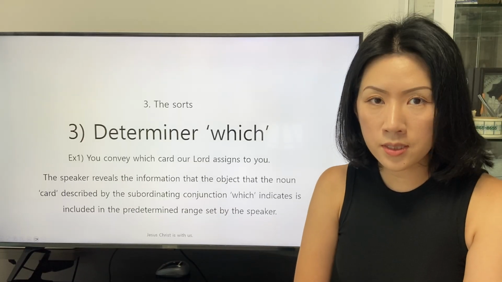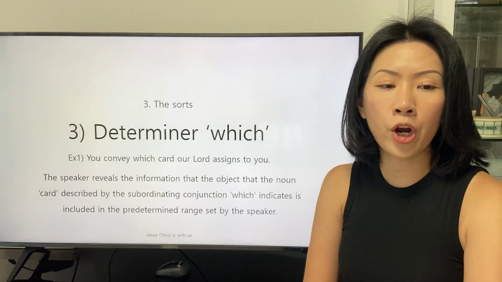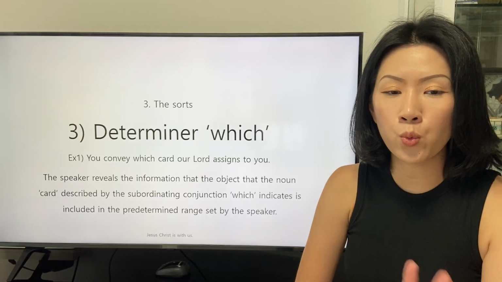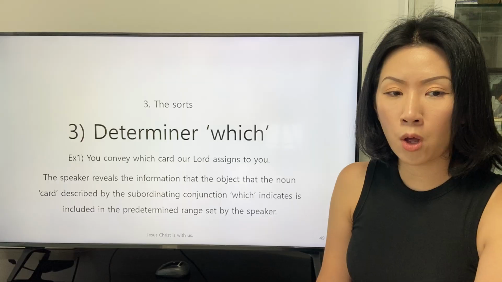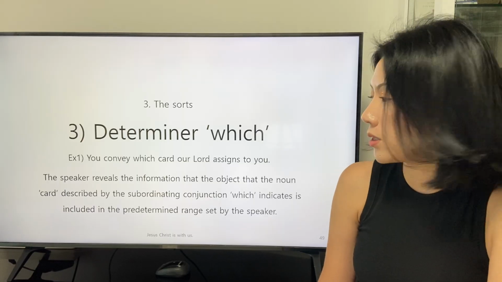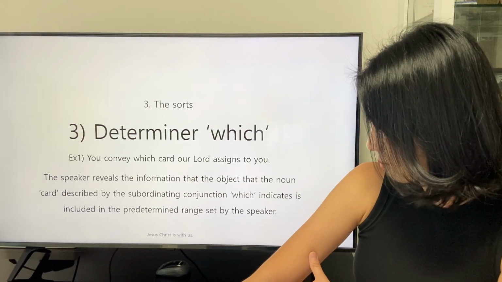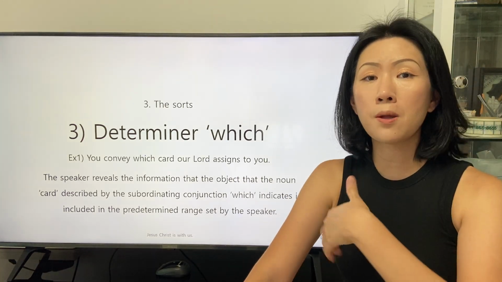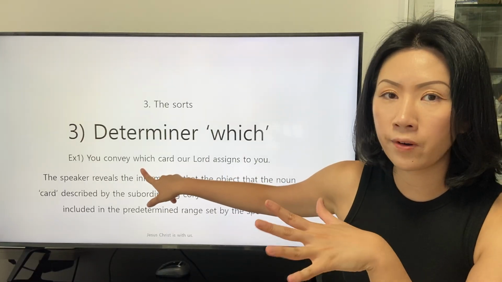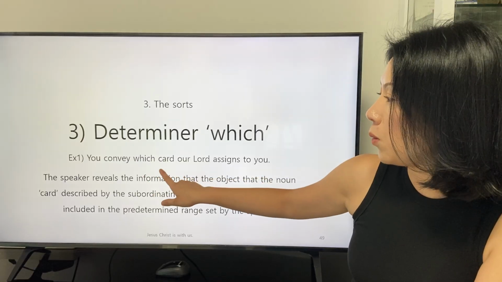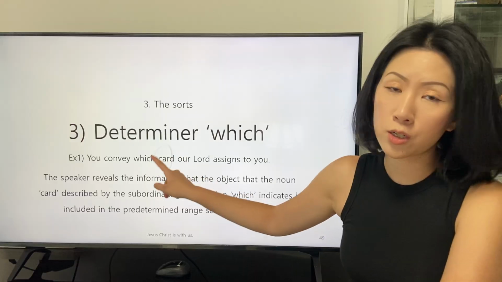The speaker reveals the information that the object that the noun card described by the subordinating conjunction which indicates is included in the predetermined range set by the speaker. This is the premise to apply the determiner which, and the range of the object is about the object card.